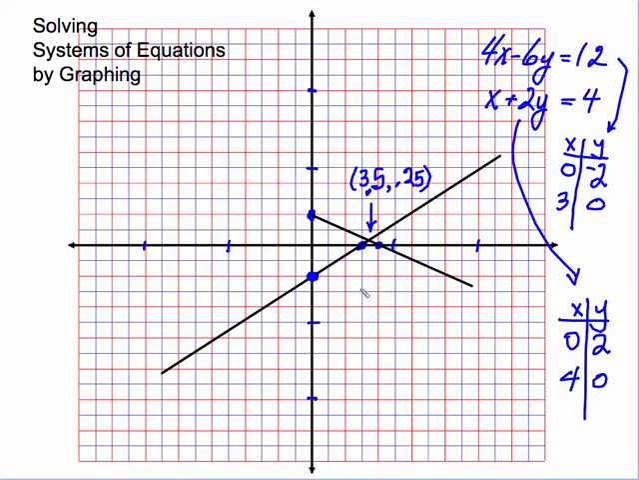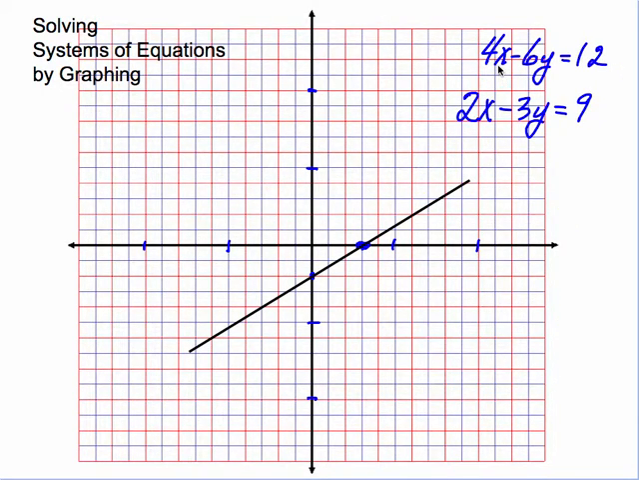If we were to do this out analytically, in other words, use algebra to solve it, we would find that the exact solution would be 24/7 and 2/7. And for decimals, this would be approximately 3.43, 0.29. And we can see that our estimate is fairly close. So when you're solving by graphing, this estimate is just fine.